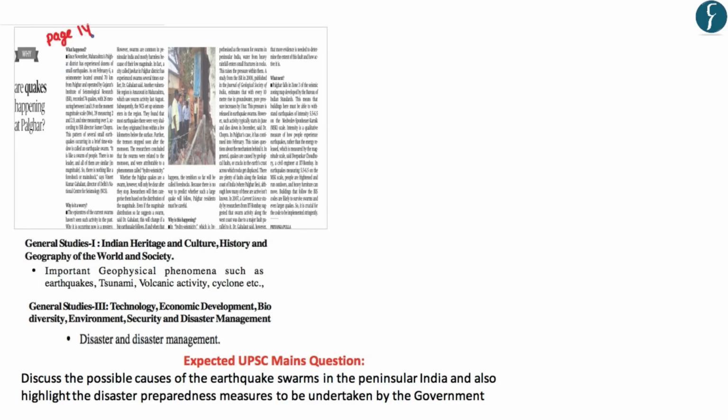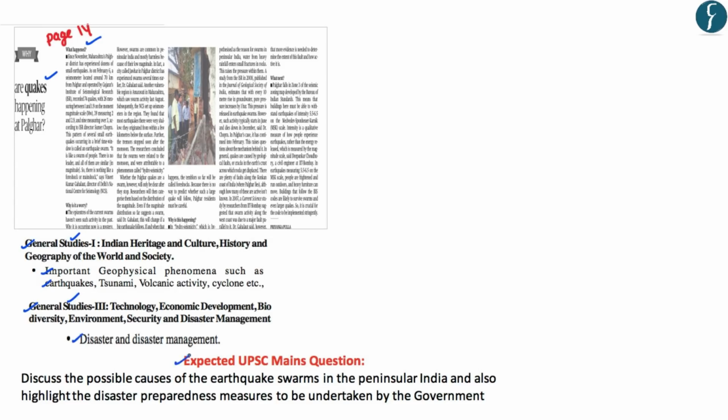Now, the first article appears on page number 14. The title of the article is Why Are Quakes Happening at Palghar? This particular article shall be important from the perspective of both prelims as well as mains. In the mains, it shall be part of GS paper 1 as well as GS paper 3. In GS paper 1, it shall be part of the important geophysical phenomena such as earthquakes, whereas in GS paper 3, it shall be part of disaster and disaster management.